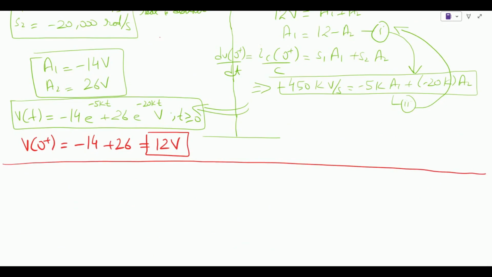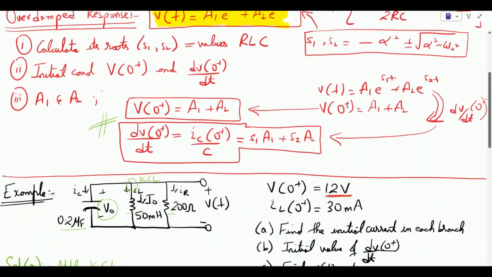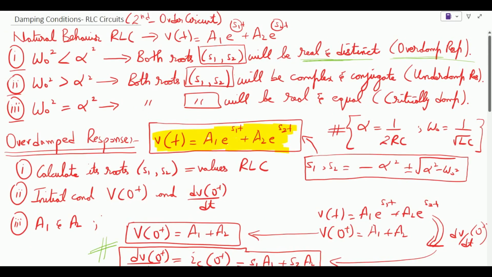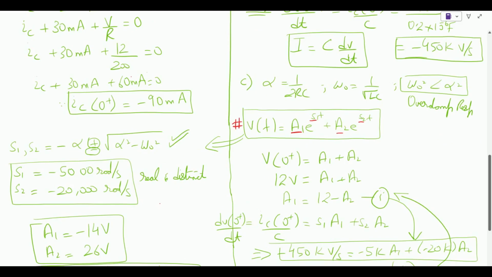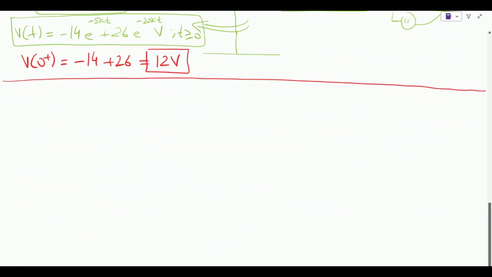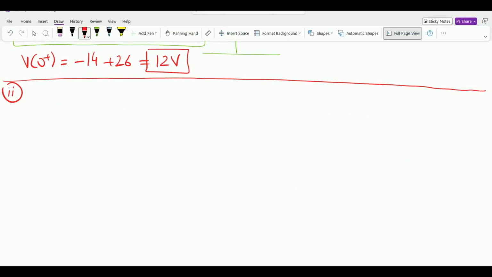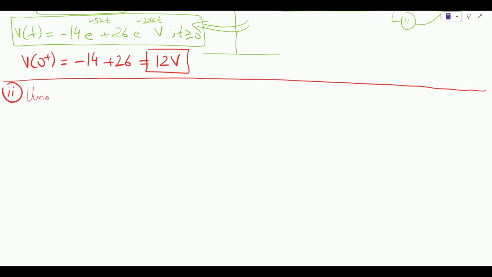Now let us move to the second condition of the damping behavior, and that is the underdamped response. Here we want to know what the roots are for this kind of condition and what the voltage expression is going to be. So let us now talk about the second case, which is the underdamped response.